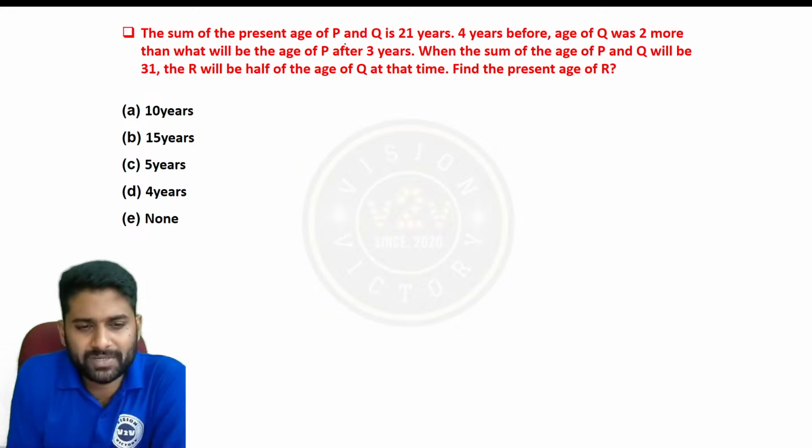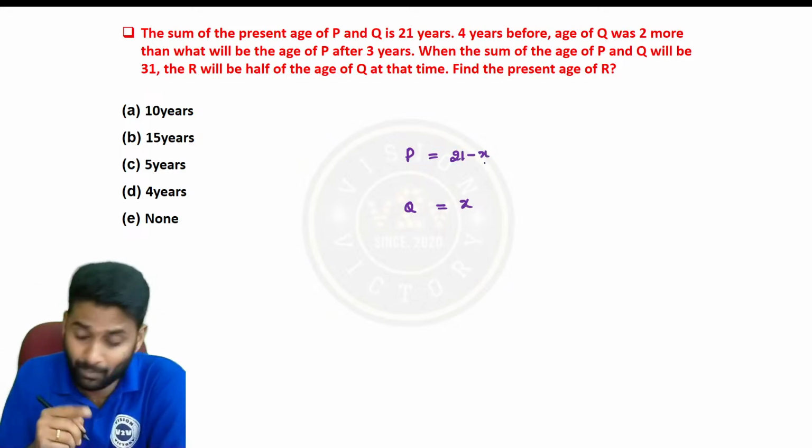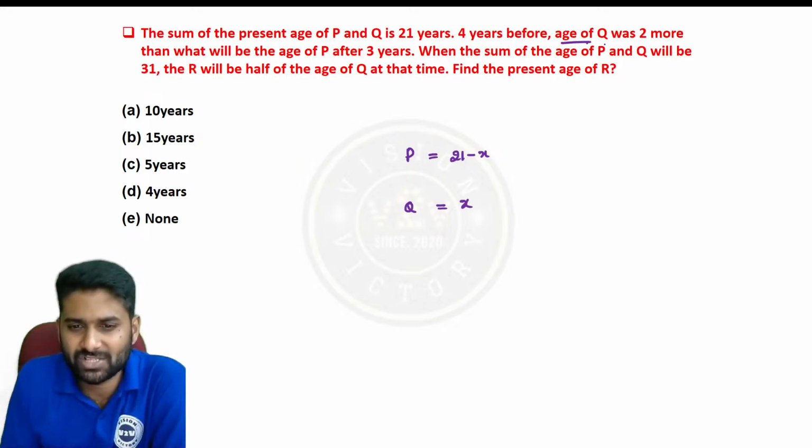See, the sum of the present ages of P and Q is 21. If Q is x, definitely P must be 21 minus x. Why? Because the sum of the two ages is exactly equal to 21. Next, 4 years before, guys, the age of Q.